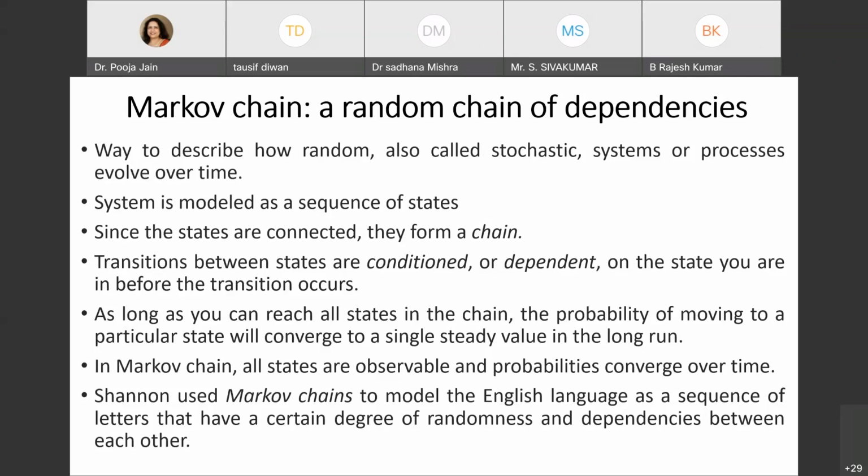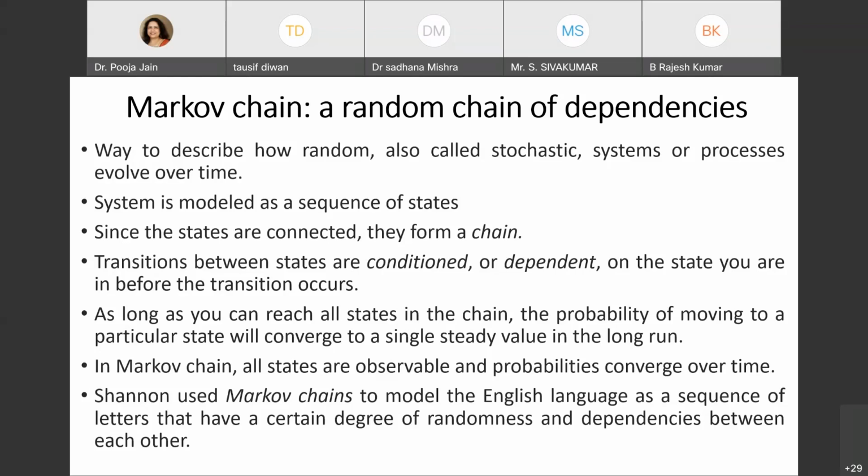One researcher, Shannon, used the Markov chain for the generation of English words. An English word comprises several English alphabets. Okay, then what it says is that the character that is considered at any point of time depends on all the characters that were already generated in the previous time steps. Okay, so dependency is there, and this happens in the English language.